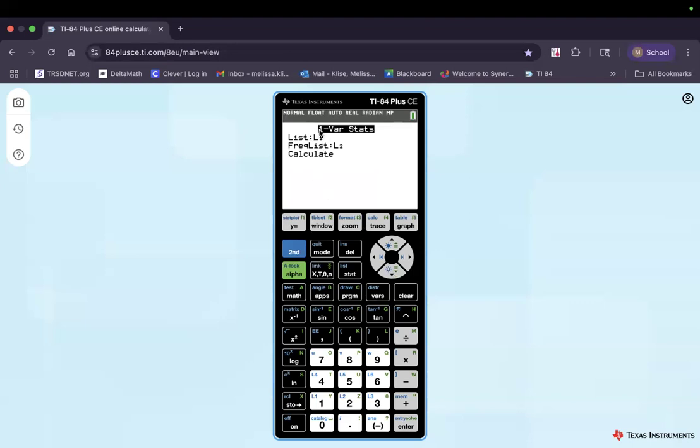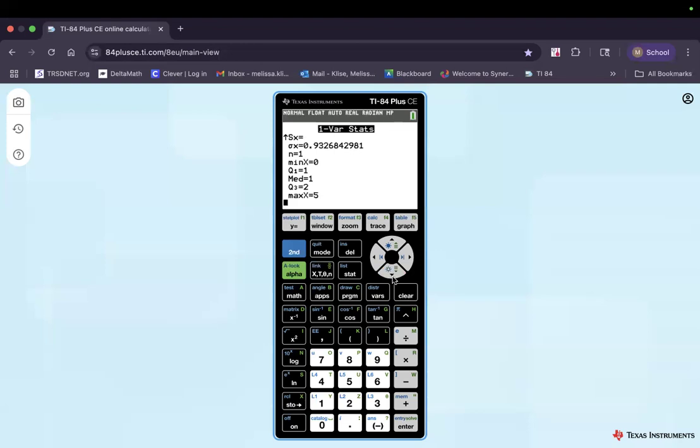This is going to tell it to multiply by that. So once again, your list is L1, your frequency list is L2. If you forgot how to put that in, do second 2. That gives us the L2, and then go ahead and hit calculate. 1.49 is exactly what we got before, right? There we go.